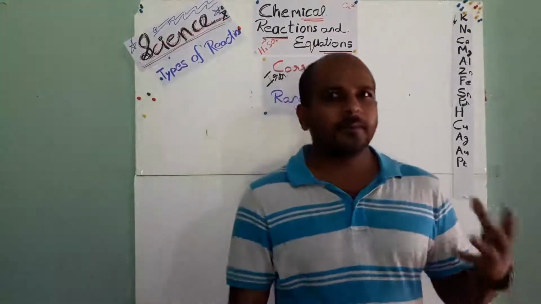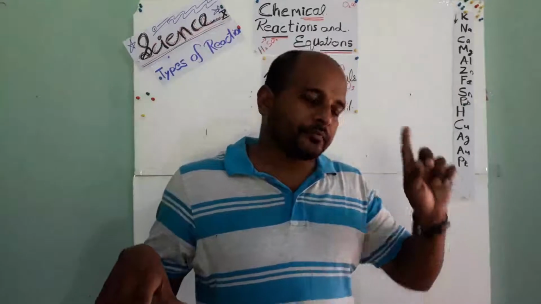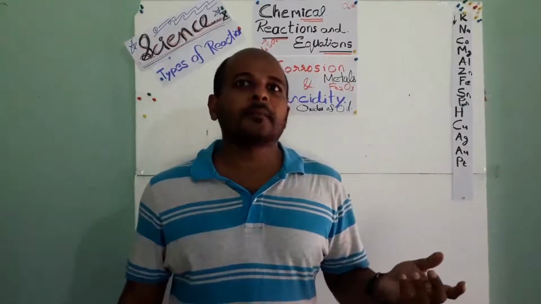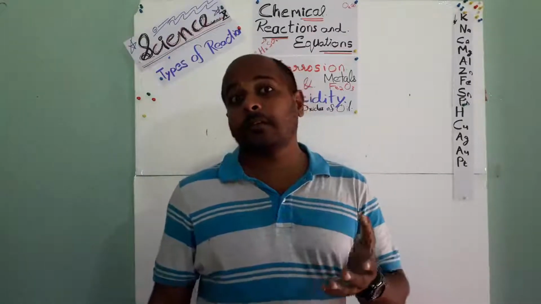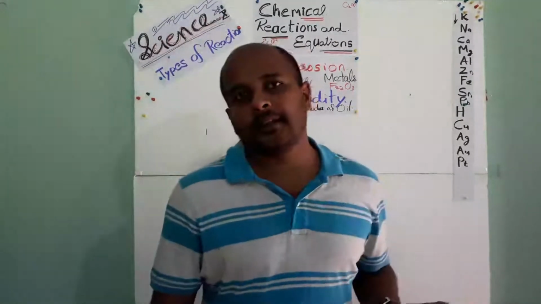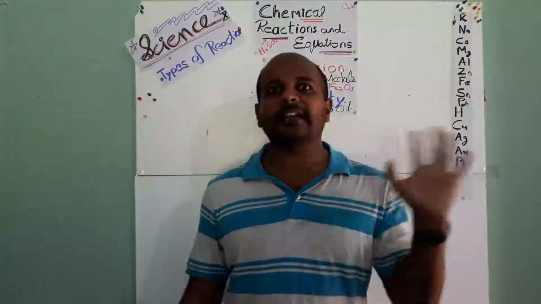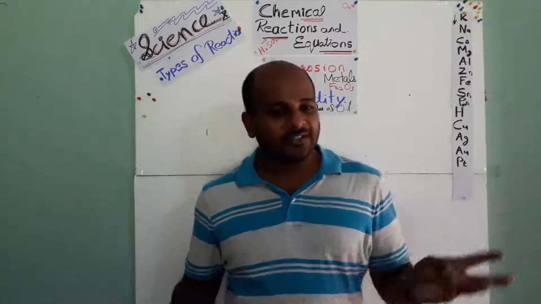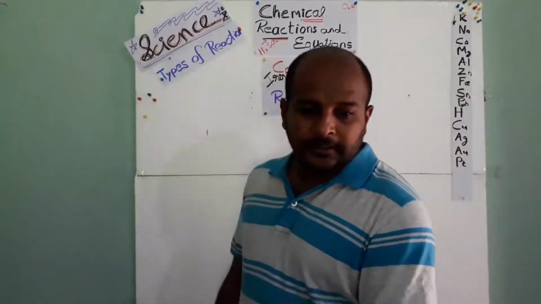Actually, galvanization means coating the surface of common iron with another type of metal, for example, zinc. Zinc will not corrode that much. Understand? Zinc will not corrode that much like iron. So we coat the iron surface with this zinc so that moisture cannot affect the iron. Galvanization and painting are two different methods to stop corrosion.